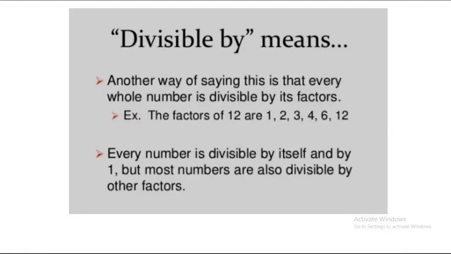Another way of saying it is that every whole number is divisible by its factors. You all know what factors are, right? Factors are the numbers. For example, we've got the table of 12. All those numbers which have 12 in their table are considered the factors of 12. Every number is divisible by itself and by 1, but most numbers are also divisible by other factors.